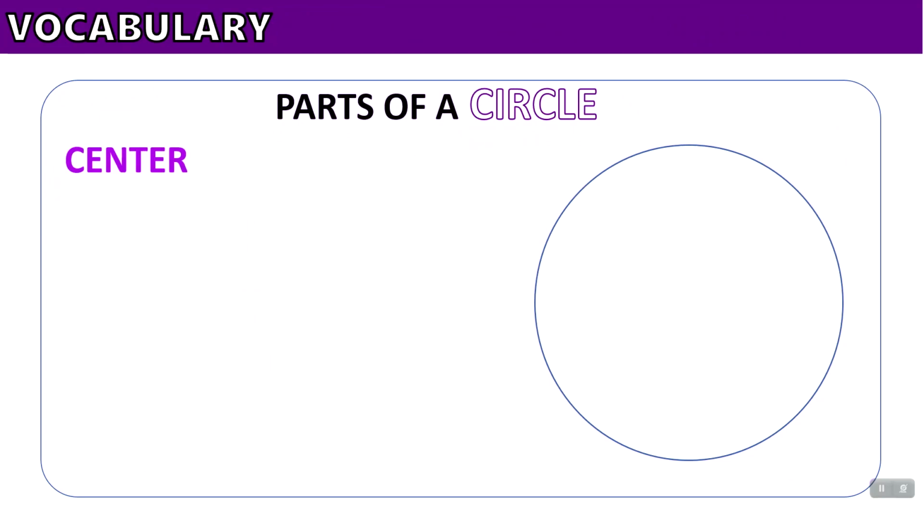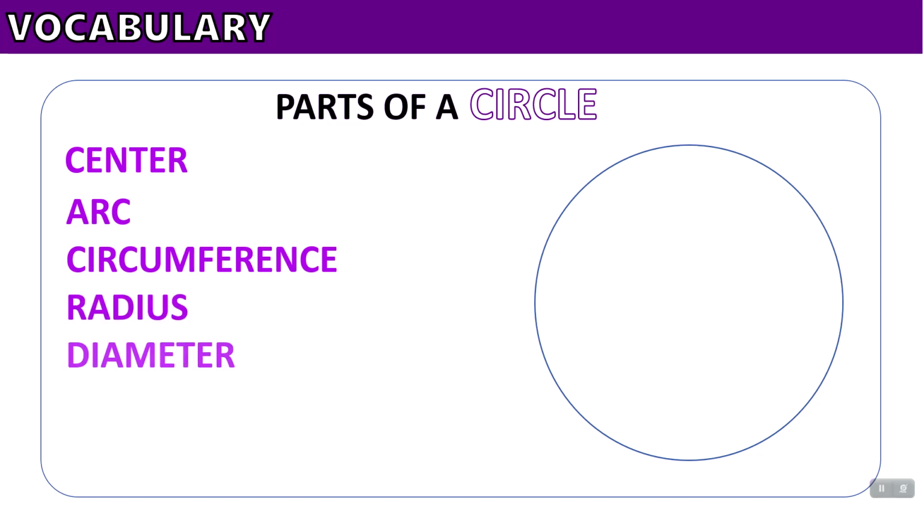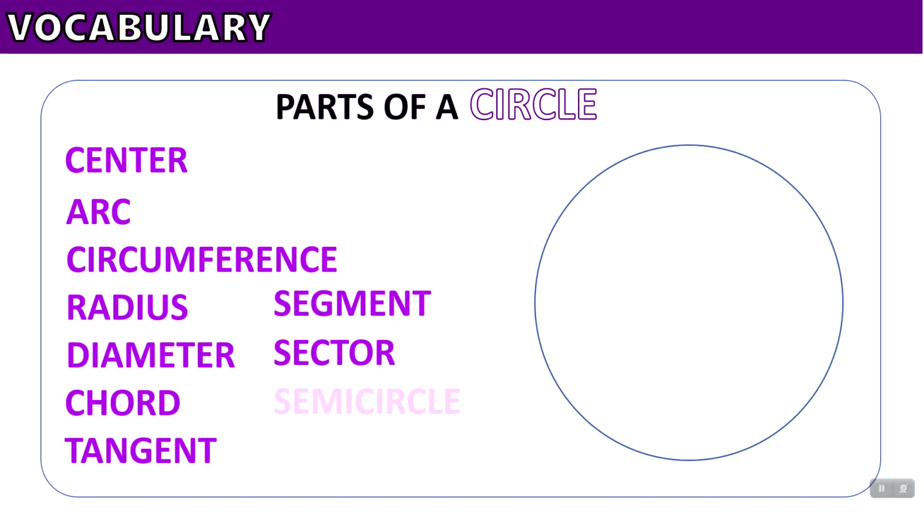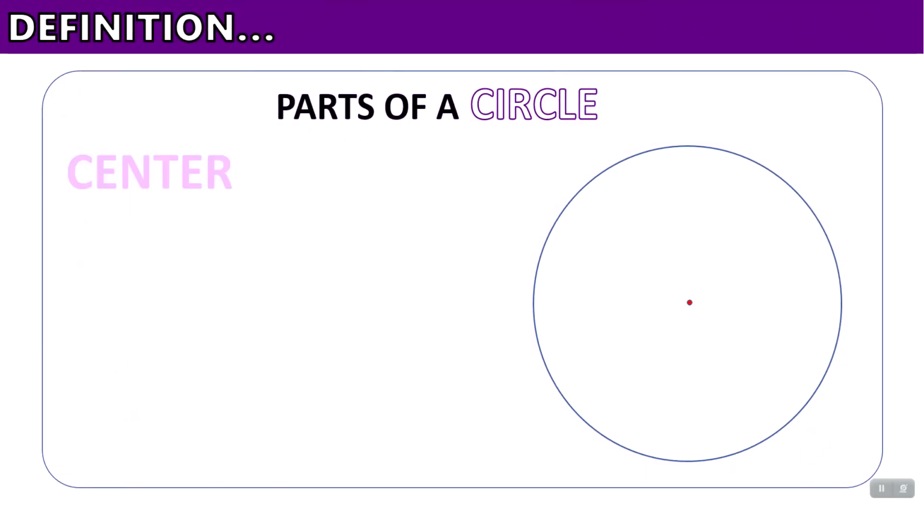Here's a circle. Parts of a circle that you will learn are the center, an arc, the circumference, the radius, the diameter, a chord, a tangent, segment, sector, semicircle, and quadrant. Let's take a look at each one by one.